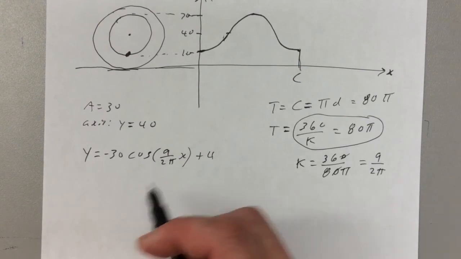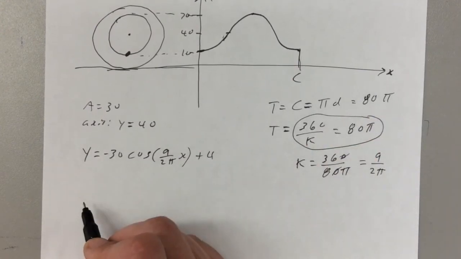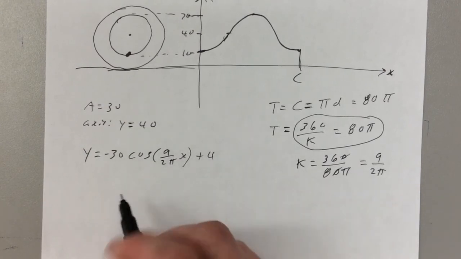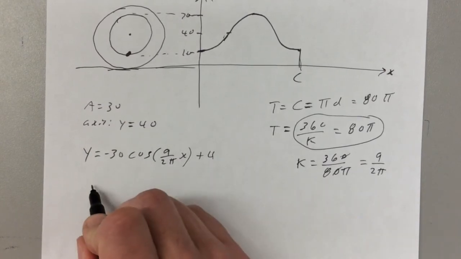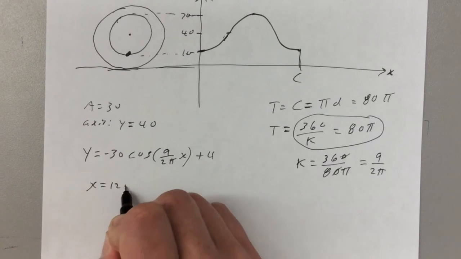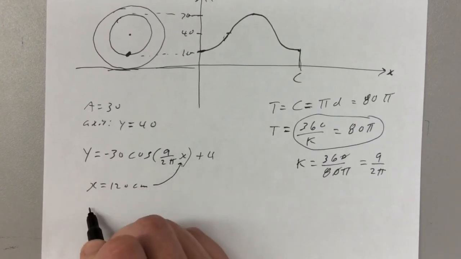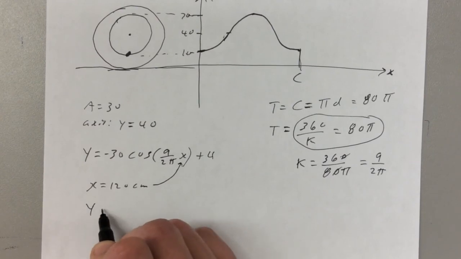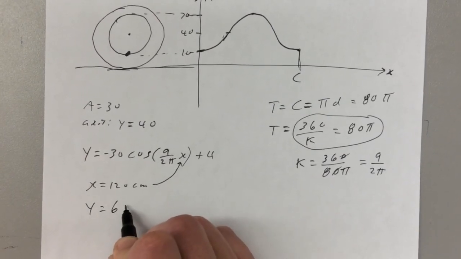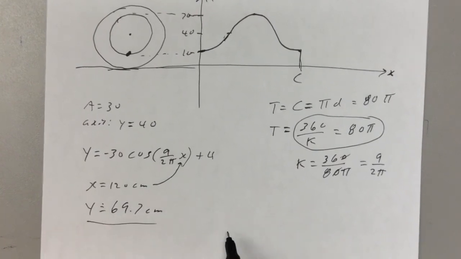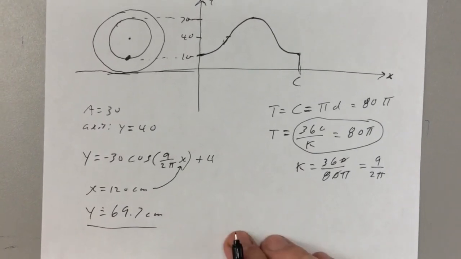Then one of the questions they're asking is what is the height when it's traveled 120 centimeters. So x equals 120 centimeters. We're going to plug that in here. And when we do that, we get y equal to approximately 69.7 centimeters. And that should answer that question.